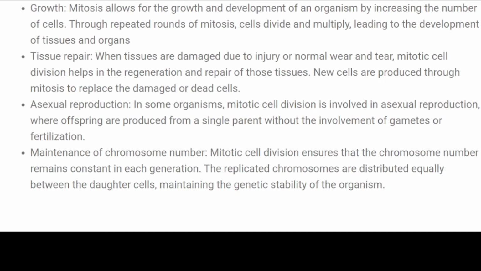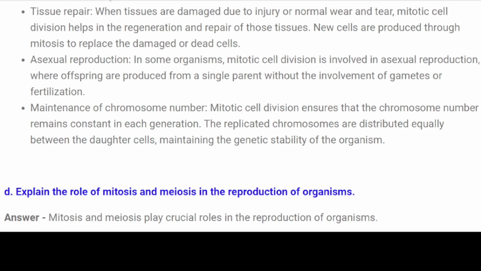Tissue repair. When tissues are damaged due to injury or normal wear and tear, mitotic cell division helps in the regeneration and repair of those tissues. New cells are produced through mitosis to replace the damaged or dead cells. Asexual reproduction. In some organisms, mitotic cell division is involved in asexual reproduction, where offspring are produced from a single parent without the involvement of gametes or fertilization. Maintenance of chromosome number. Mitotic cell division ensures that the chromosome number remains constant in each generation. The replicated chromosomes are distributed equally between the daughter cells, maintaining the genetic stability of the organism.